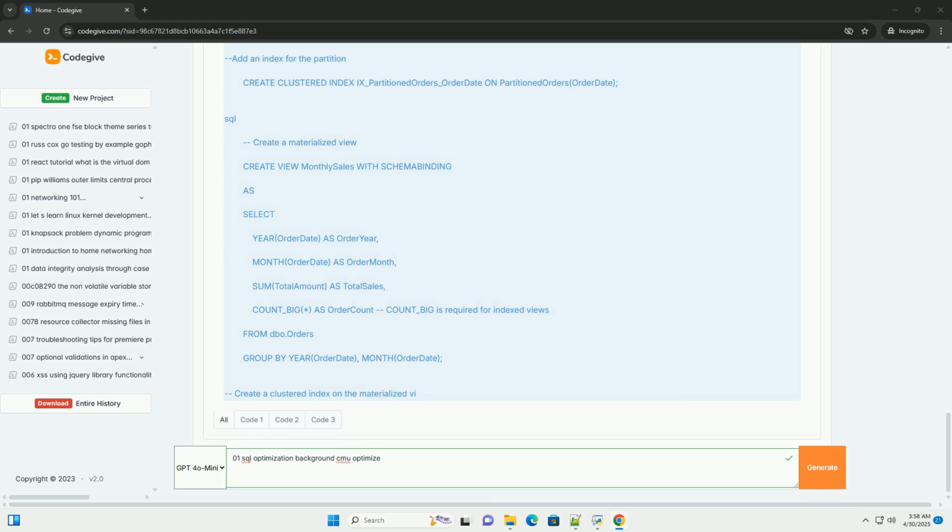4. Carnegie Mellon University, CMU, approach to SQL optimization: LEO, Learning Optimizer. CMU has been at the forefront of research in query optimization, including the development of learning-based optimizers. One prominent example is LEO, the Learning Optimizer.